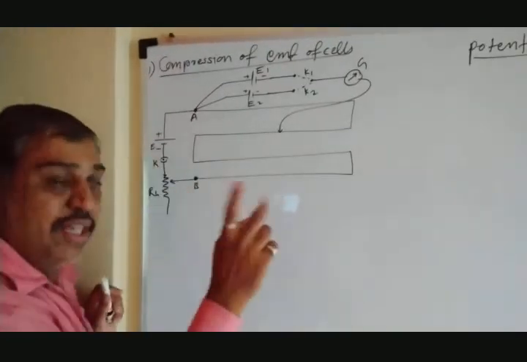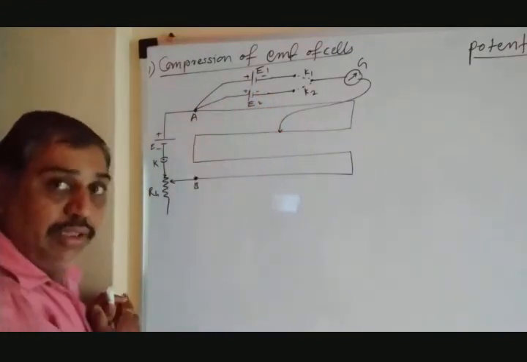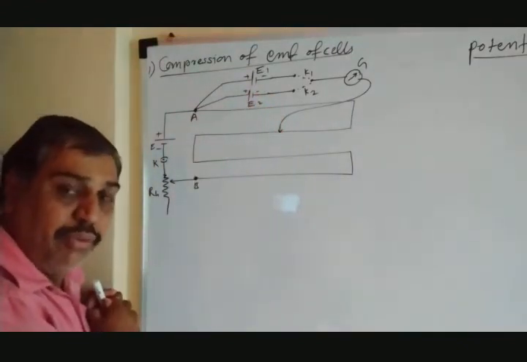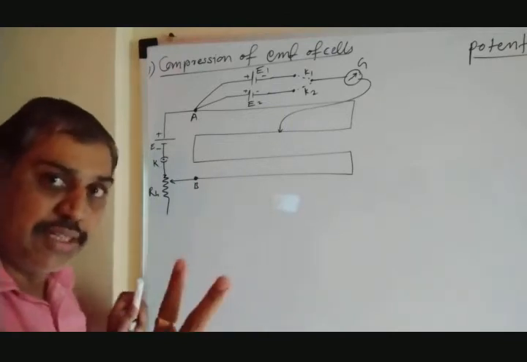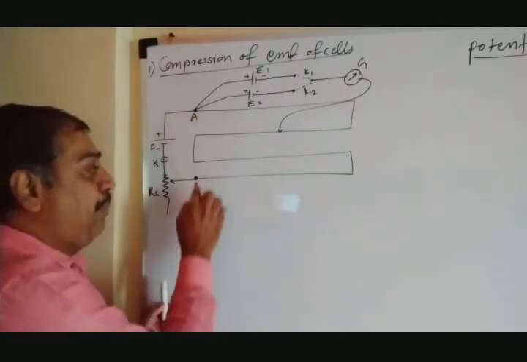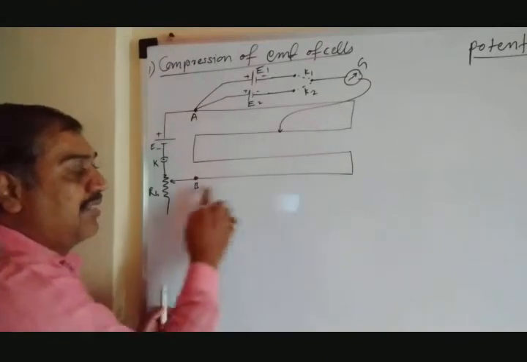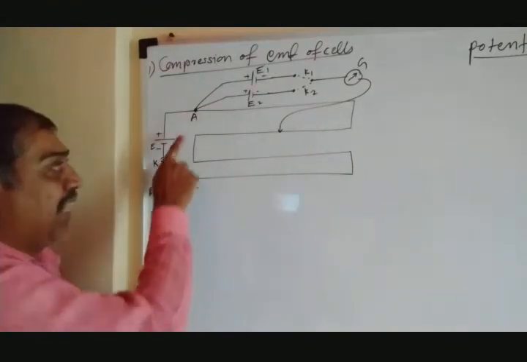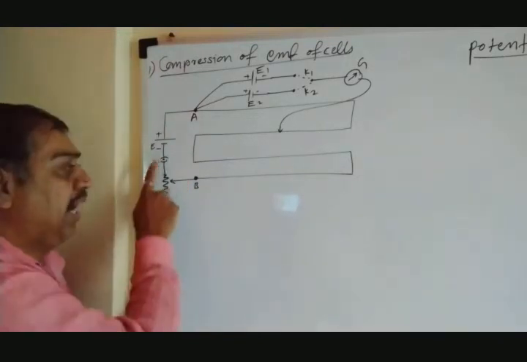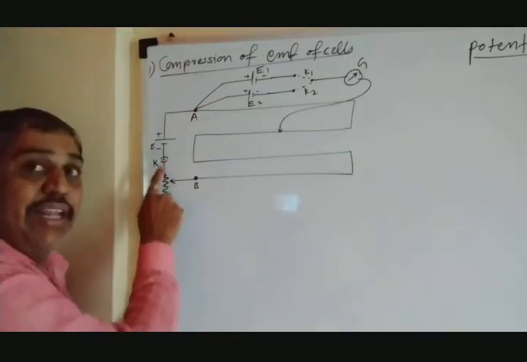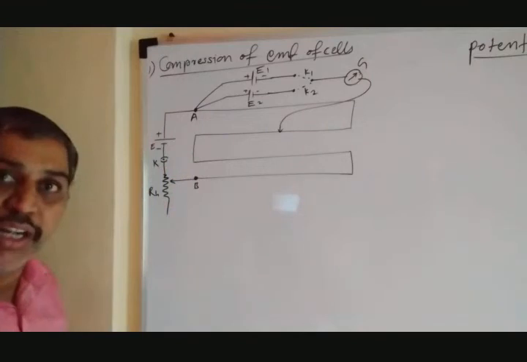Suppose we have two cells, E1 and E2, that we want to compare, to find which one is greater and which one is smaller. For that, this AB is the length of wire, and that is the potentiometer. It is connected to the battery, with the positive of the battery connected to A and the negative of the battery connected to B via a key and a rheostat. So this is the simple construction.